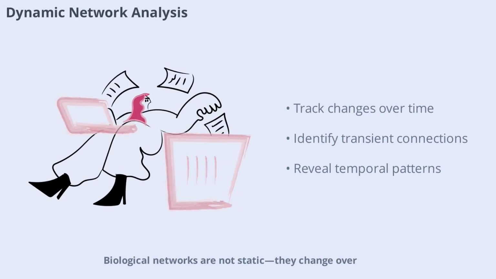Biological networks are not static. They change over time in response to internal and external cues. Dynamic network analysis tracks these changes, revealing how interactions evolve during development, disease, or environmental shifts. Tools for dynamic analysis can identify transient connections and temporal patterns, providing a more complete picture of biological processes.